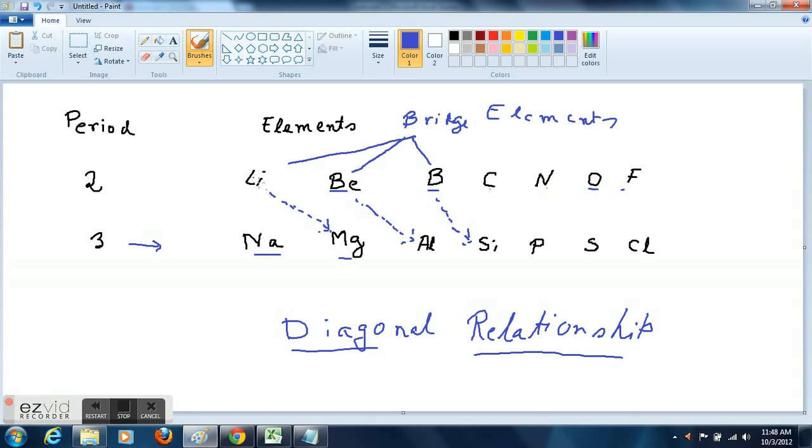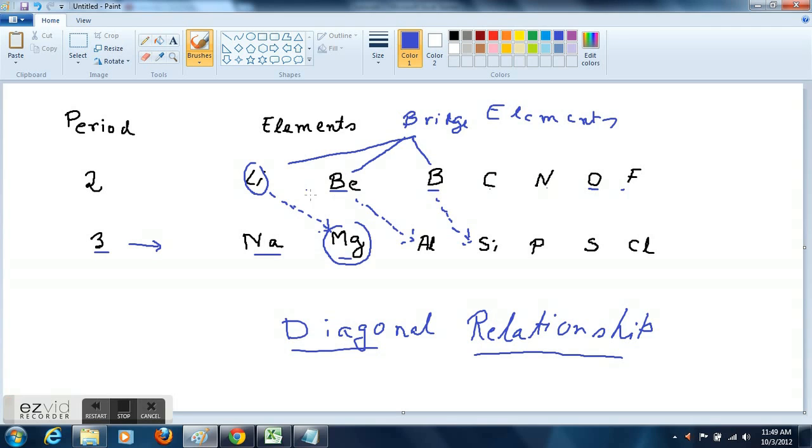Lithium shows similarity with sodium, no doubt, but lithium also shows a lot of similarity with magnesium, like lithium chloride, magnesium chloride, lithium hydroxide, magnesium hydroxide. So elements in period 2 show some similarity with elements in period 3 of the next group.